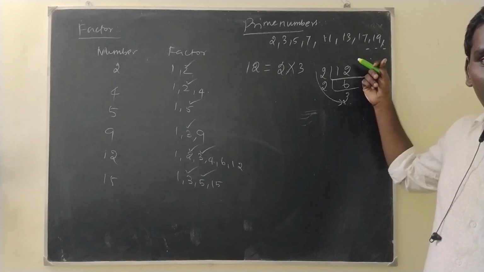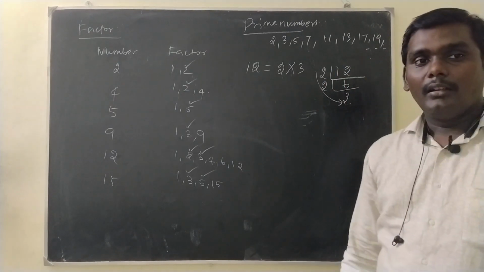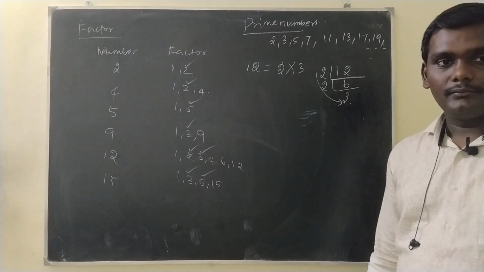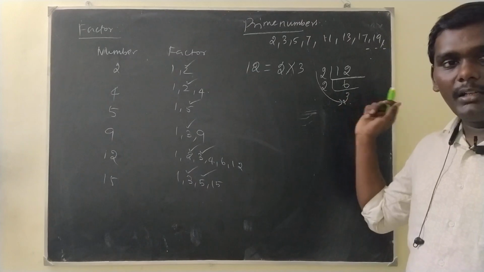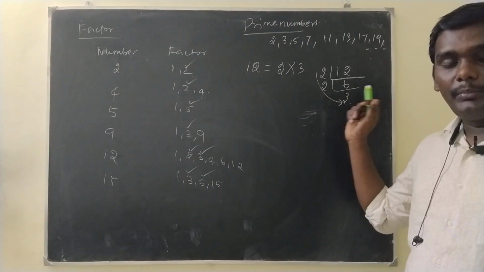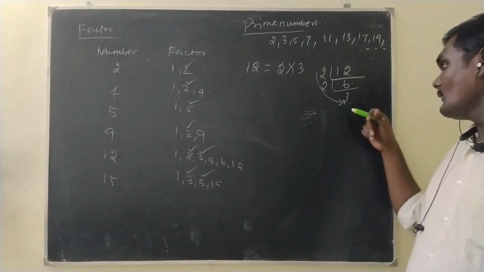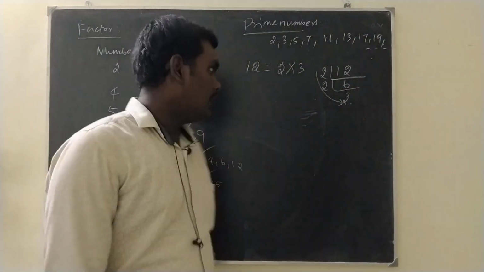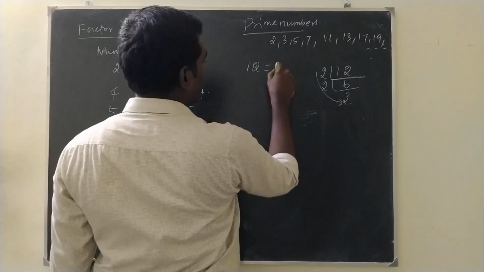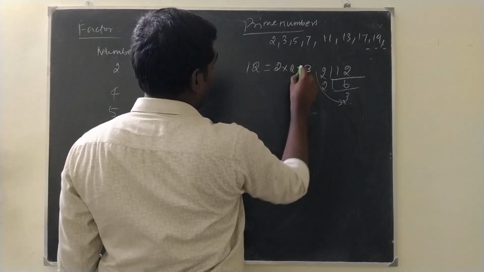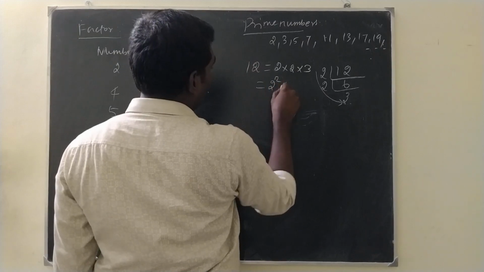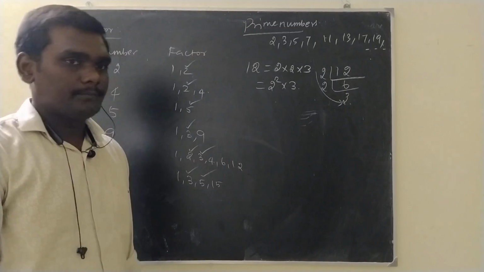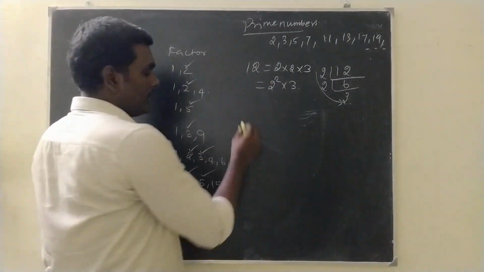So the procedure is, we divide the given number using the least prime factor until we get a prime number. Then 12 can be represented as 2 into 2 into 3. That means 2 square into 3. That is how this prime factorization works. Okay, let us take another example.